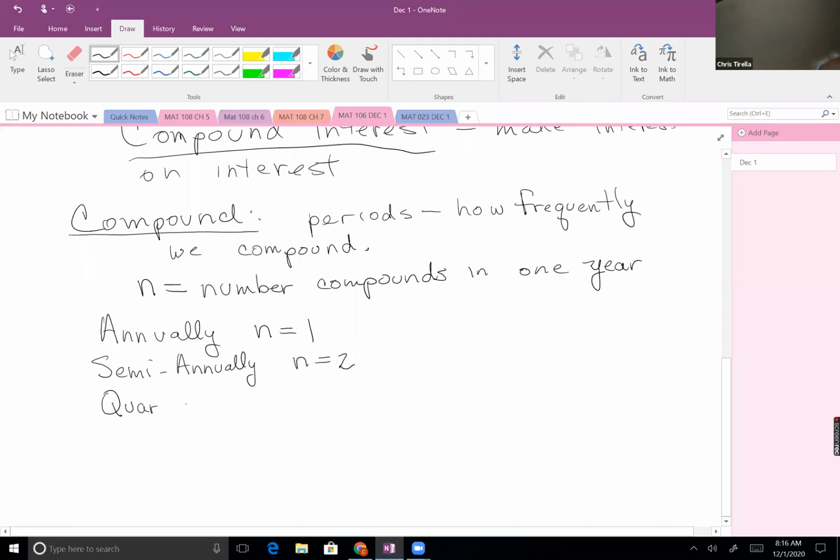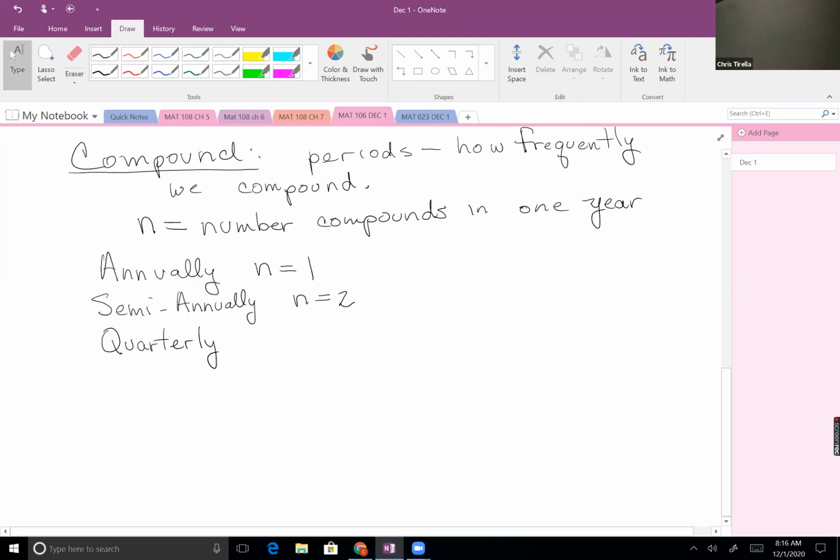Instead, if I compound quarterly, quarterly would be how many times a year? Any ideas? 4. 4, beautiful. Then next is monthly, and monthly would be 12 times a year. And then last that we'll look at is daily. Compounding daily, we're going to use 360 times a year using that banker's year.